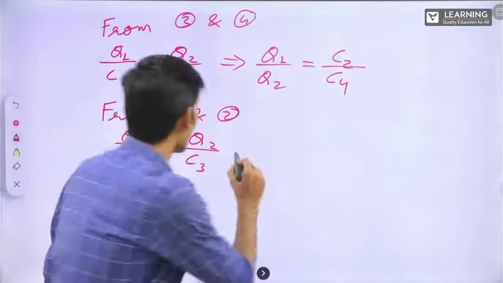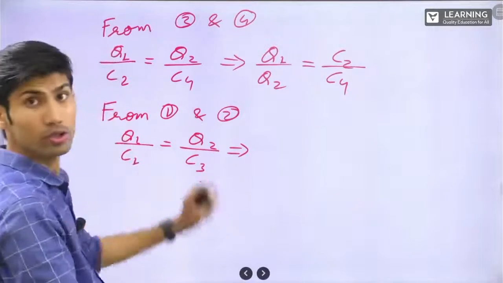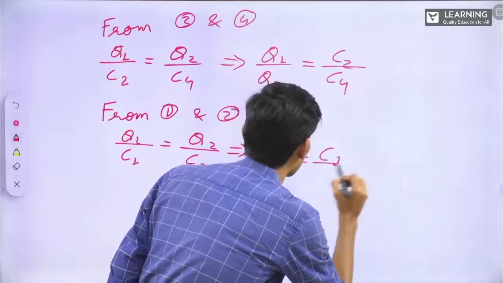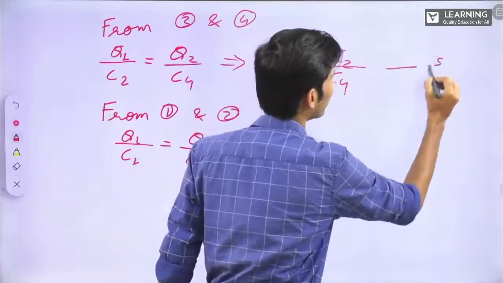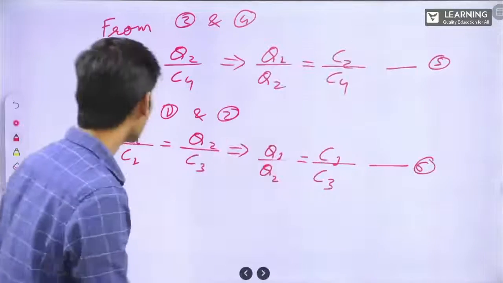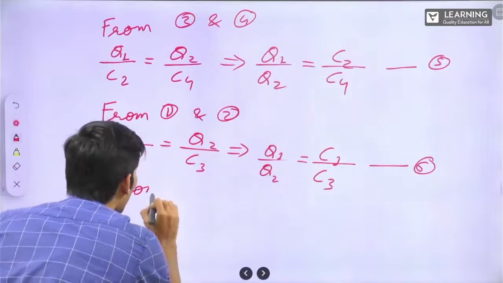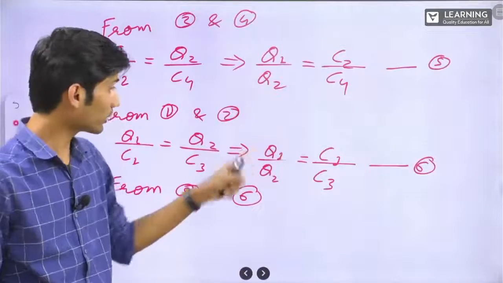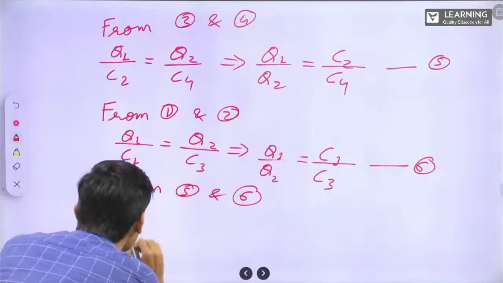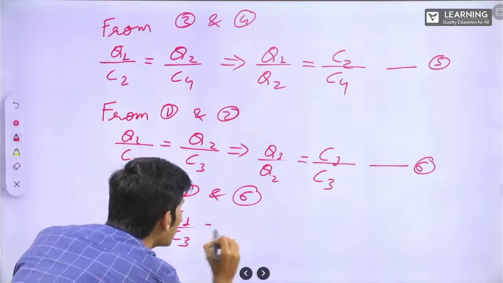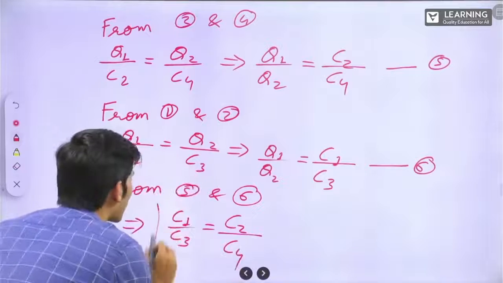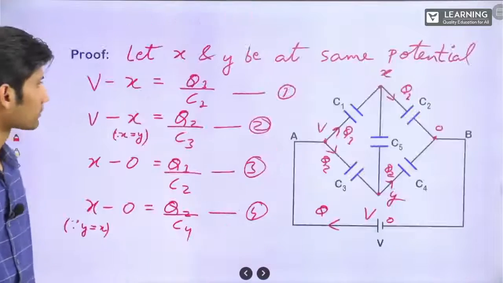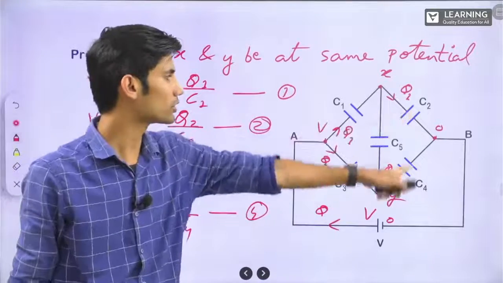Now, from here I am getting that Q1 by Q2 is equal to C1 by C3. Let's say this is equation number 5, this is equation number 6. Now from 5 and 6, Q1 by Q2 is C2 by C4. Q1 by Q2 is also C1 by C3. So can I write C1 by C3 is equal to C2 by C4? Hence, proved. That's what we wanted.